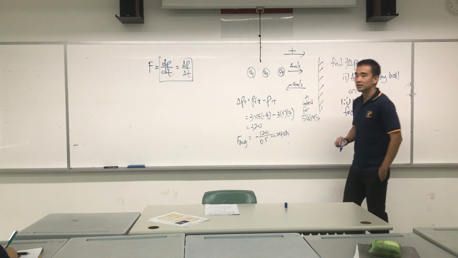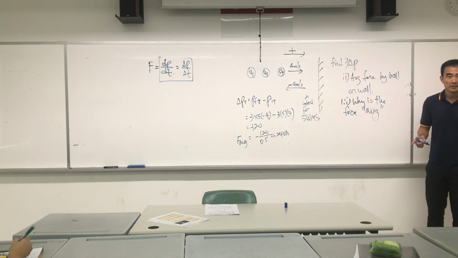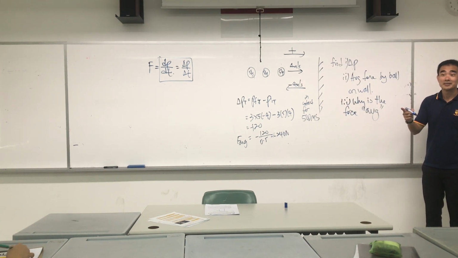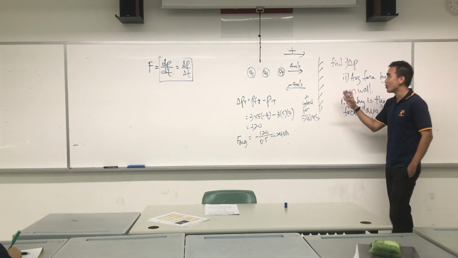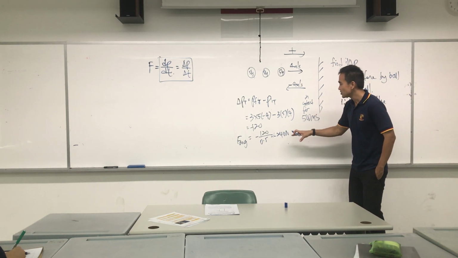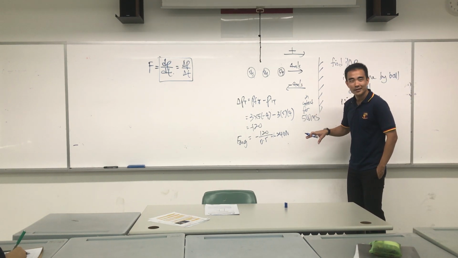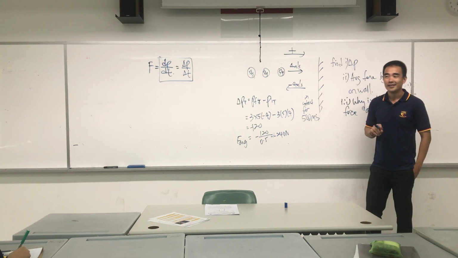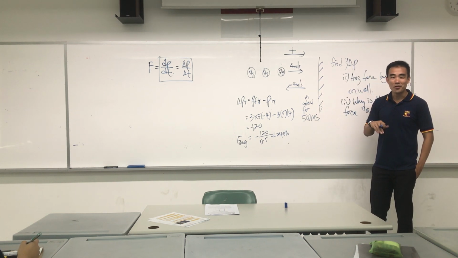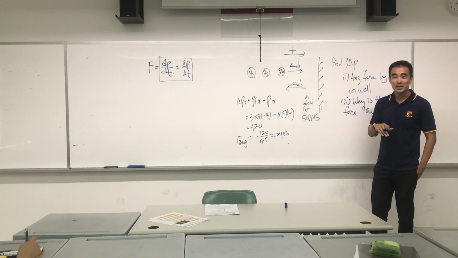Now, question to ask you: does the negative sign mean anything? Direction. Yes, correct, exactly, direction. So is it the direction of force on the ball or on the wall? Actually, should be on the ball, I think. Is it the force on the ball or on the wall? By the ball or the wall.